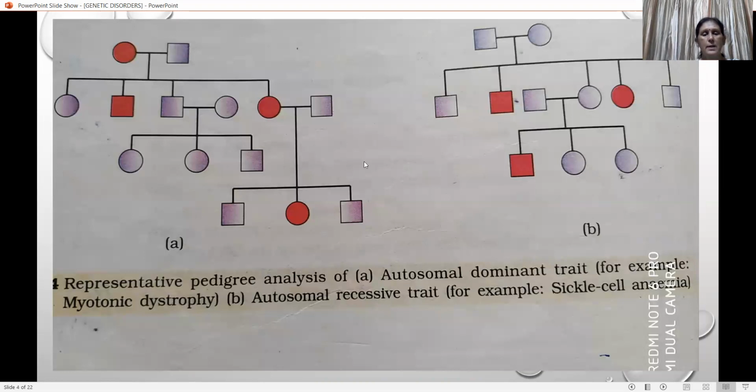So here A and B show how pedigree analysis can be represented. The first one is the autosomal dominant trait, myotonic dystrophy, and the second type of genetic disorder is autosomal recessive type. In an autosomal dominant trait, the defective gene is present in the body chromosome.